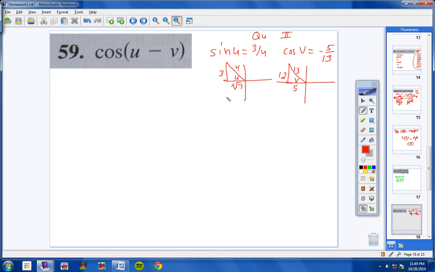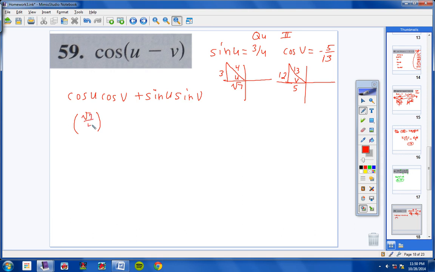If you look at your trig identity sheets, cosine of u minus v is the same thing as cosine u cosine v plus sine u sine v. Okay? Now what is cosine of u? We don't know. Let's find it. Cosine of u, adjacent over hypotenuse, so square root of 7 over 4.